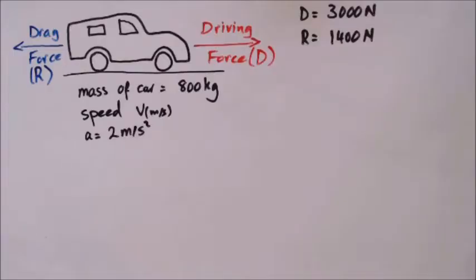Coming back to this example of the car, we've established that the acceleration of the car is going to be 2 meters per second squared, and that's in the right-hand direction, in the direction of the driving force, which is the same as the direction of the resultant force.